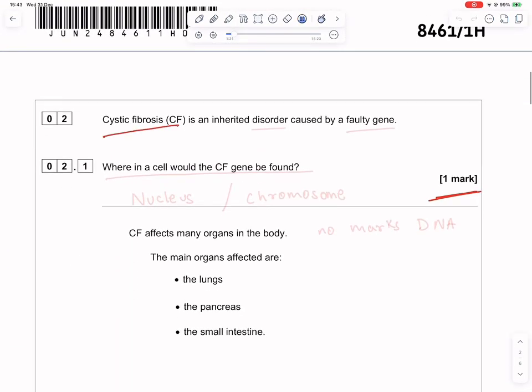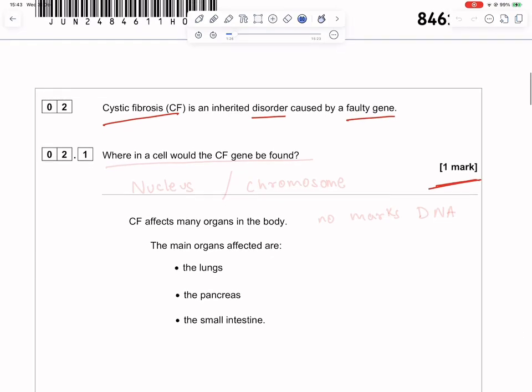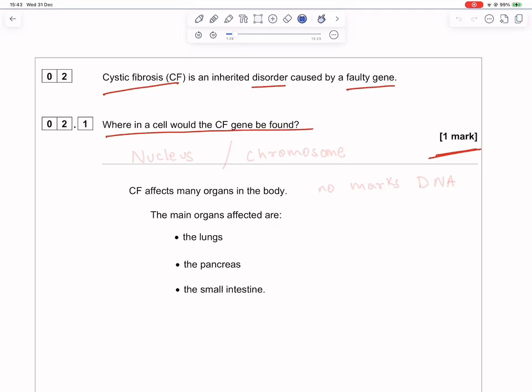Cystic fibrosis is an inherited disorder caused by a faulty gene. And the question is saying, where in a cell would the CF gene be found? Now, this is, as I said, a 1 mark recall question. In eukaryotic cells, the genetic material is found in the nucleus. Now, AQA will also allow the word chromosome. It's not exactly ideal, but that will also be allowed, but no marks for writing DNA.